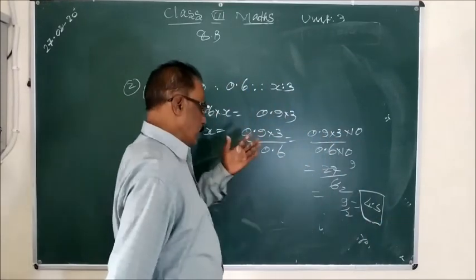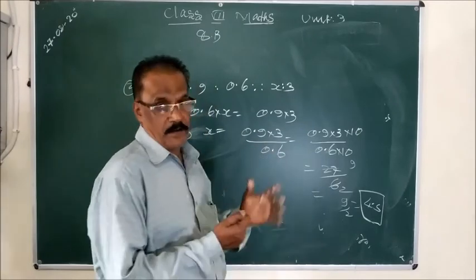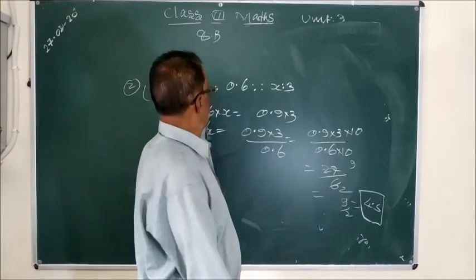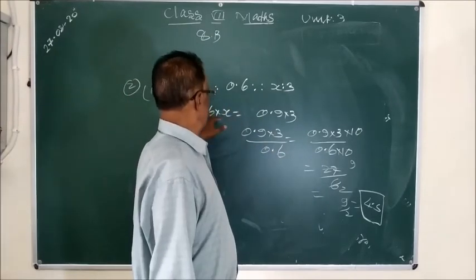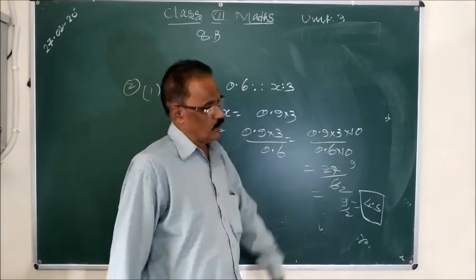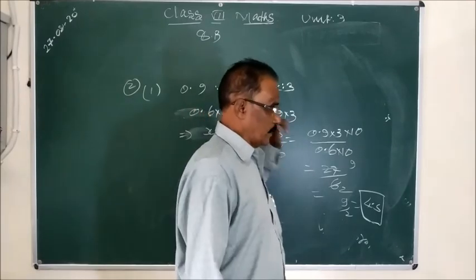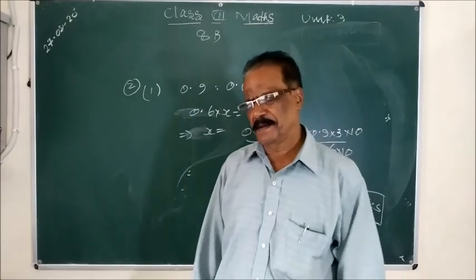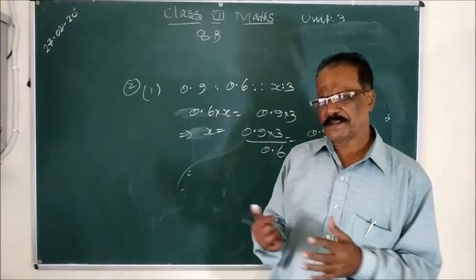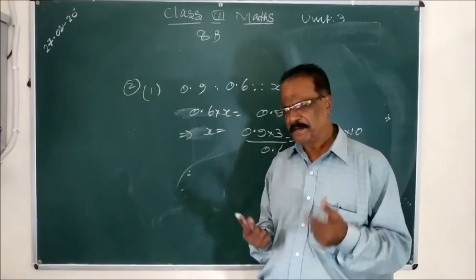And if you want to check whether this is right or wrong, you can find the product of these two and the product of these two. They should be equal. So that's all in ratio and proportion.